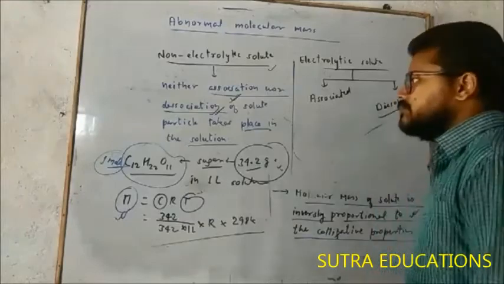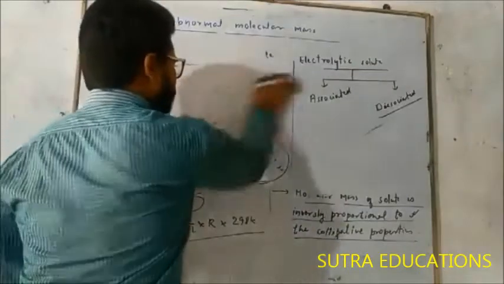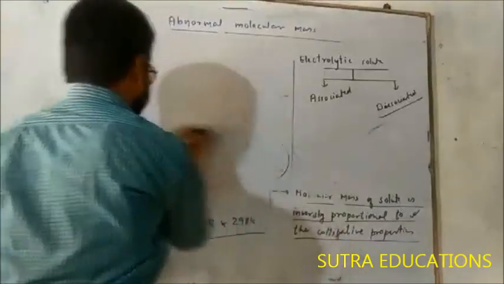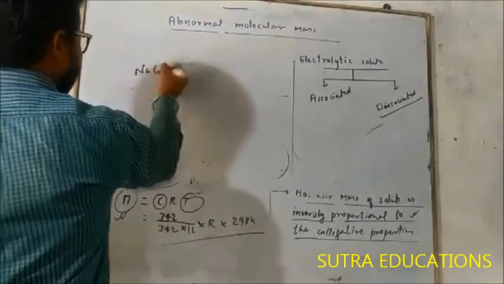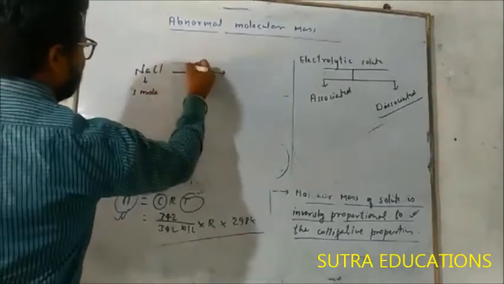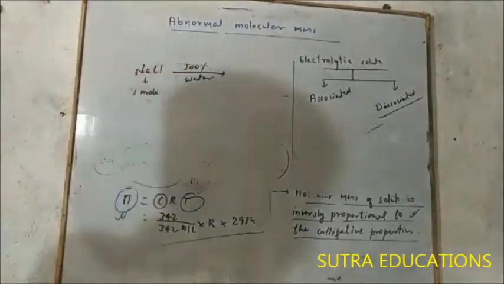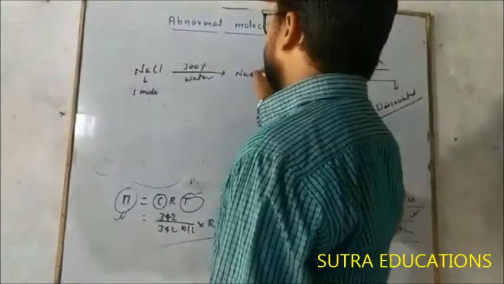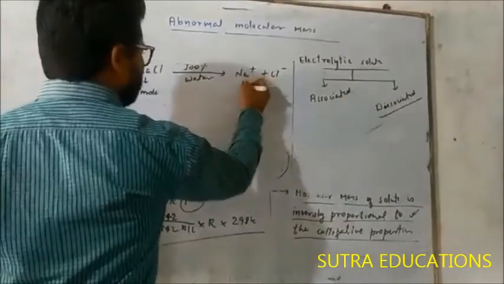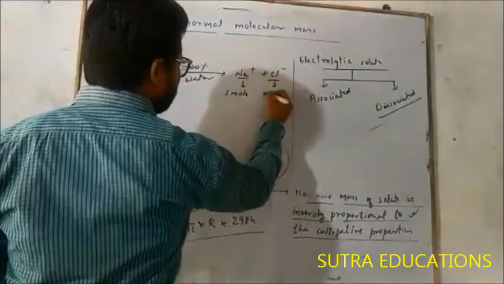In the solution, for example, if it is NaCl, it is an electrolyte. So if you are using 1 mole of NaCl, and you consider it to be 100% dissociating in water, then what will happen? It will produce Na+ and Cl-. This Na+ means 1 mole Na+, and Cl- means 1 mole Cl-.